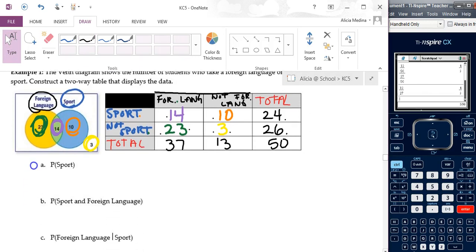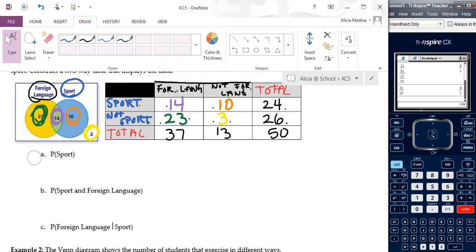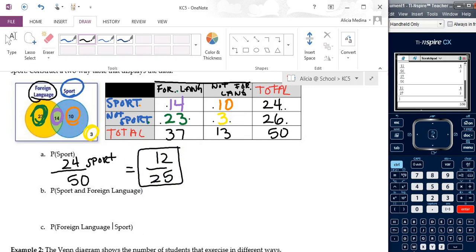So the first thing is, what is the probability of someone taking a sport? Well, straight sport is going to be the total number of sport people, which is 24. So that's going to be 24 out of the total number of people. So total number of sport over our total number of people, which is 50. Always check to see if you can simplify, and 24 over 50 does simplify to 12 over 25. That is the probability of all the people that play a sport.